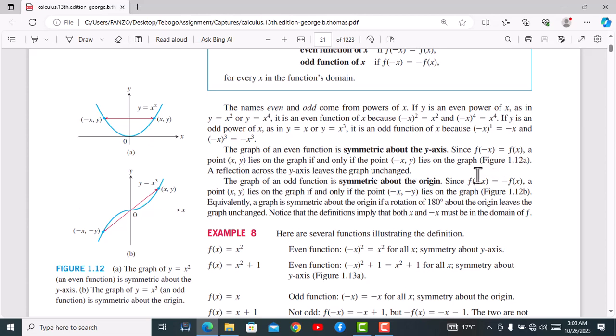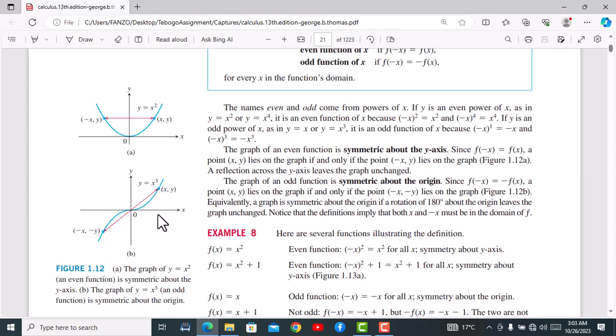Why? Because we know that when you input a negative value in your machine, you will get a corresponding negative y value. Very important. A point x, y lies on the graph if and only if the point minus x, minus y lies on the graph. Let us try to understand that. When you have a positive x value and a y value, you have a coordinate where both x and y are positive and they lie on a graph.